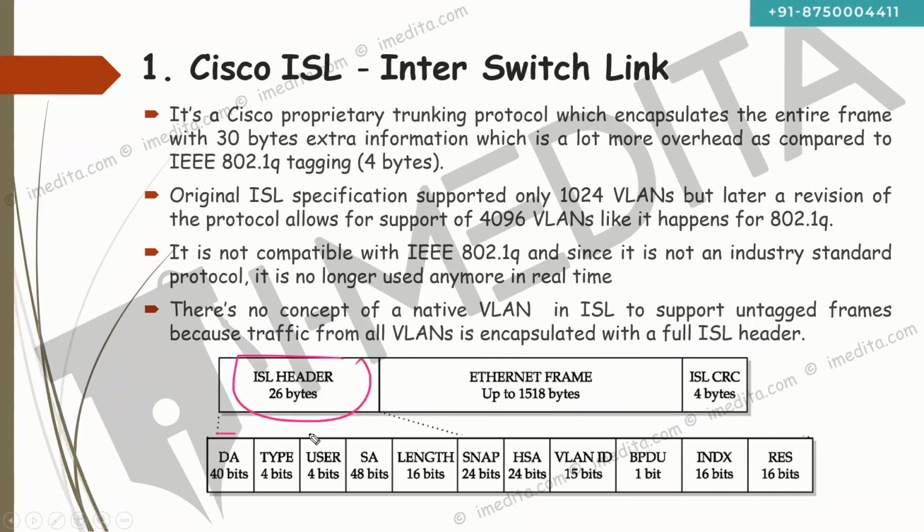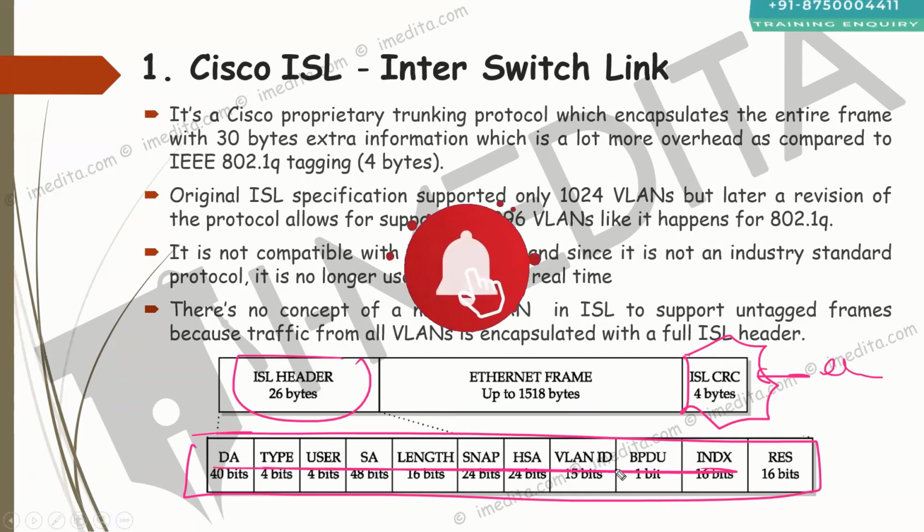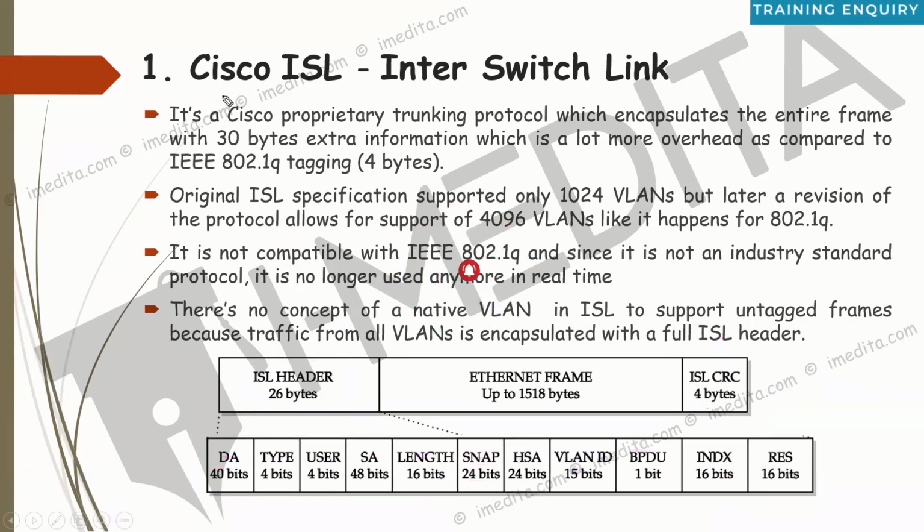In the header, it is going to add this much amount of information. In the trailer, it will be a CRC, cyclic redundancy check, for error detection. So in the header, it will add these fields. No need to worry about it. No one uses ISL. ISL, inter-switch link, was a Cisco proprietary protocol to perform trunk encapsulation.